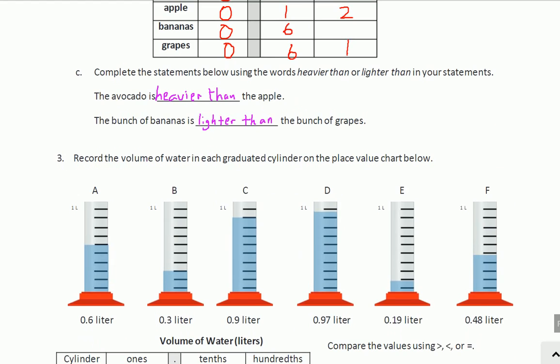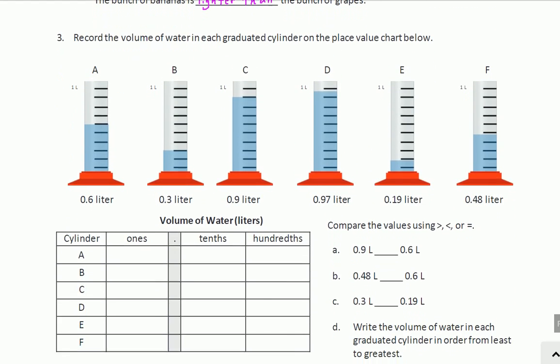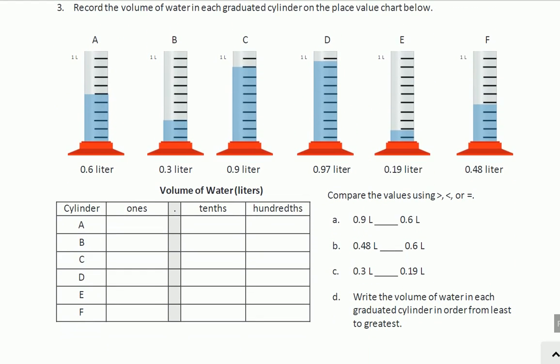Alright, number 3, we're going to record the water volume of each graduated cylinder on the place value chart below. So we're going to fill out the chart, and then we're going to compare the values using greater than, less than, or equal to. Based on the fact that we just did the last one, I'm going to go ahead and press pause and try to fill this one all by your little lonesome self. Press play when you're ready.